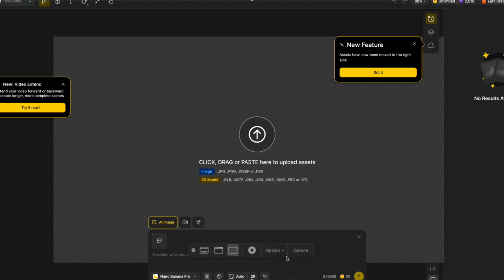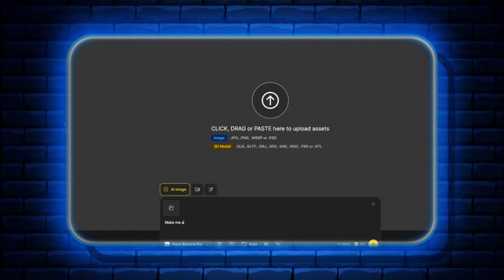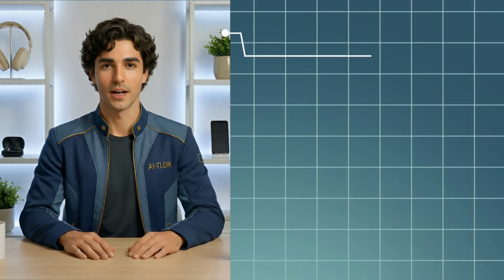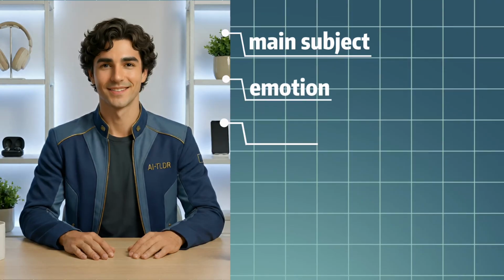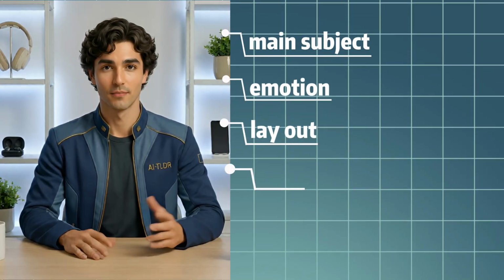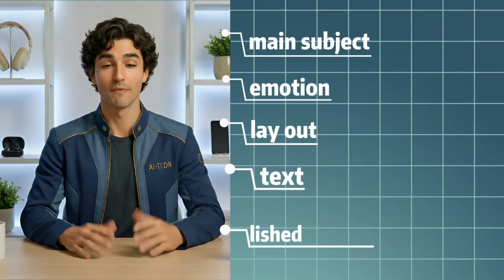Now this part is important. Don't just type, "Make me a YouTube thumbnail." That's how you get random results. If you want a thumbnail that actually looks clickable, you need to guide the AI properly. And for this workflow, I follow 5 parts. Part 1, the main subject. Part 2, the emotion. Part 3, the layout. Part 4, the text. Part 5, the branding and final polish.